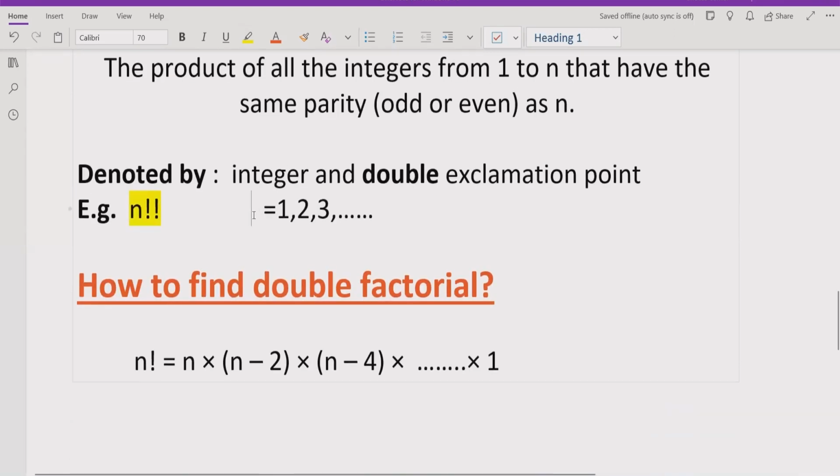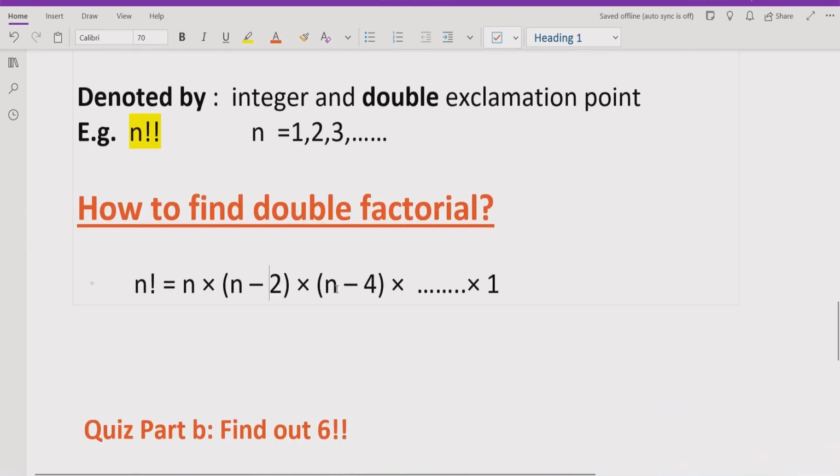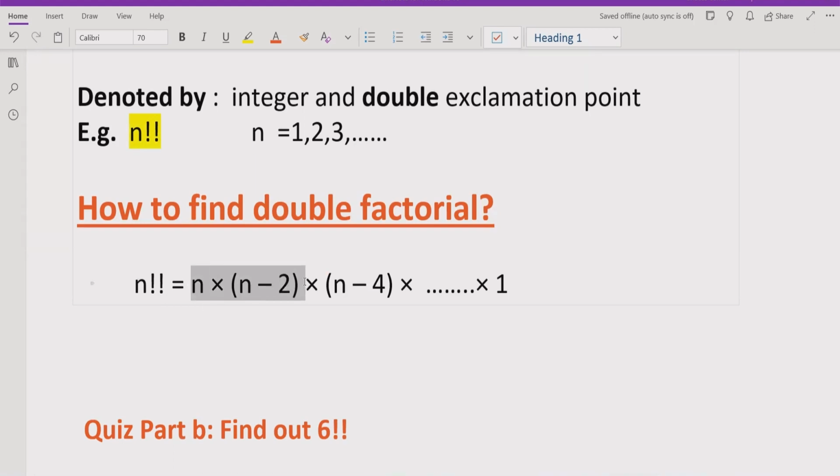And n here may be 1, 2, 3, and so on. This is how we write n double factorial. It means n multiplied by n minus 2, n minus 4, and so on till 1.